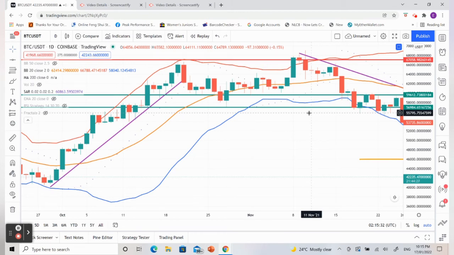Whether it's forex currencies, cryptocurrencies, indices, stocks, commodities, whatever it is, as long as you are able to analyze the market effectively, you are going to have more successful trades than losses.